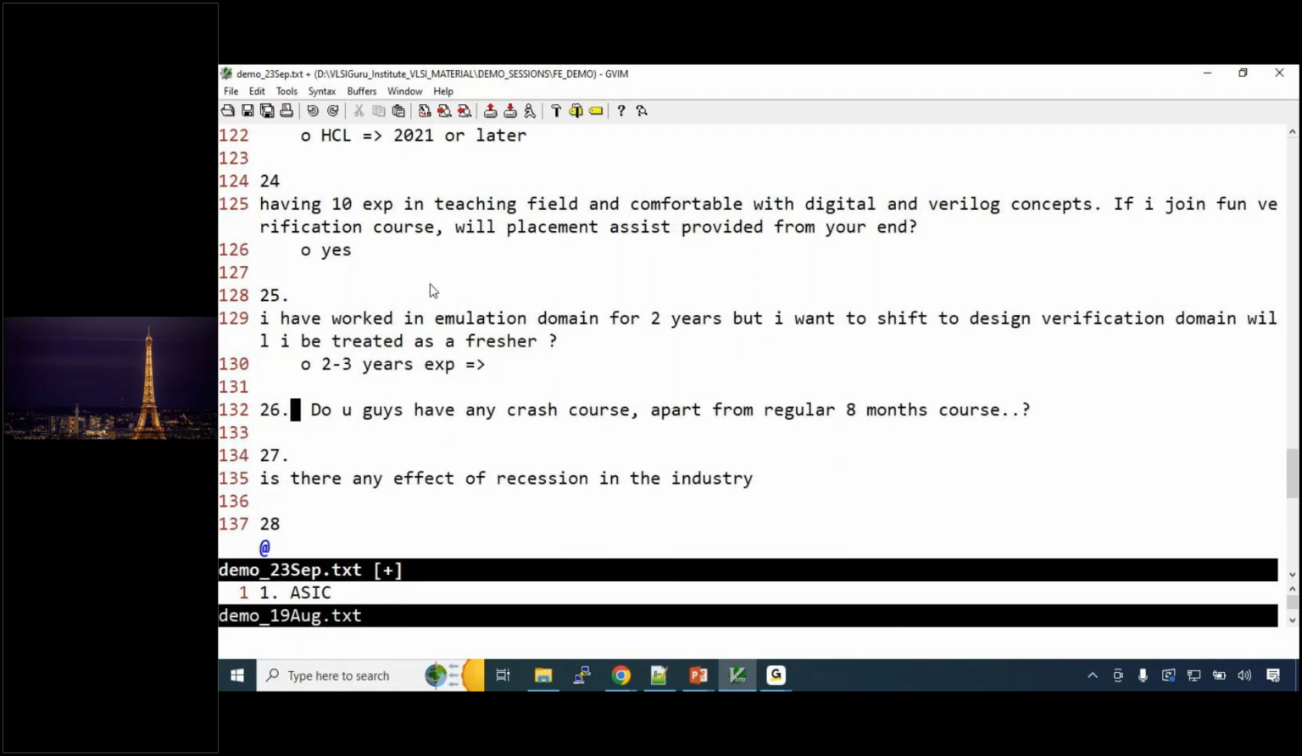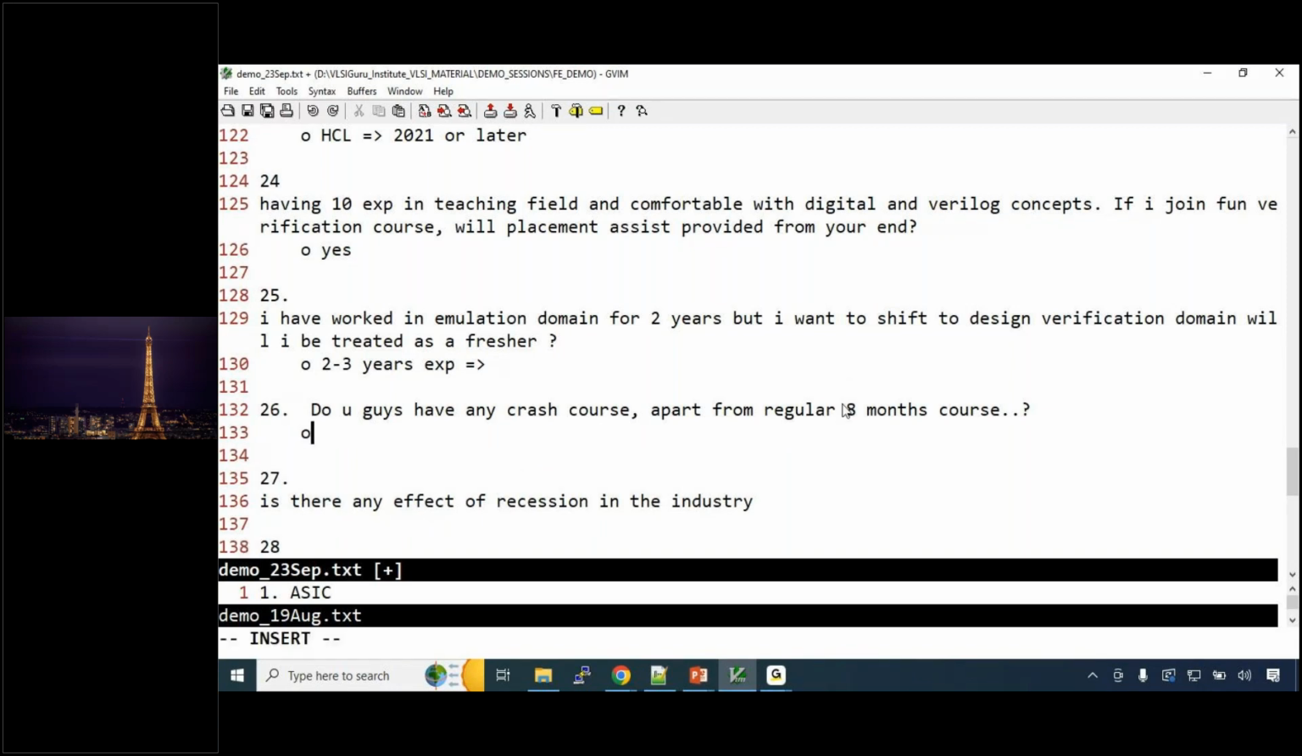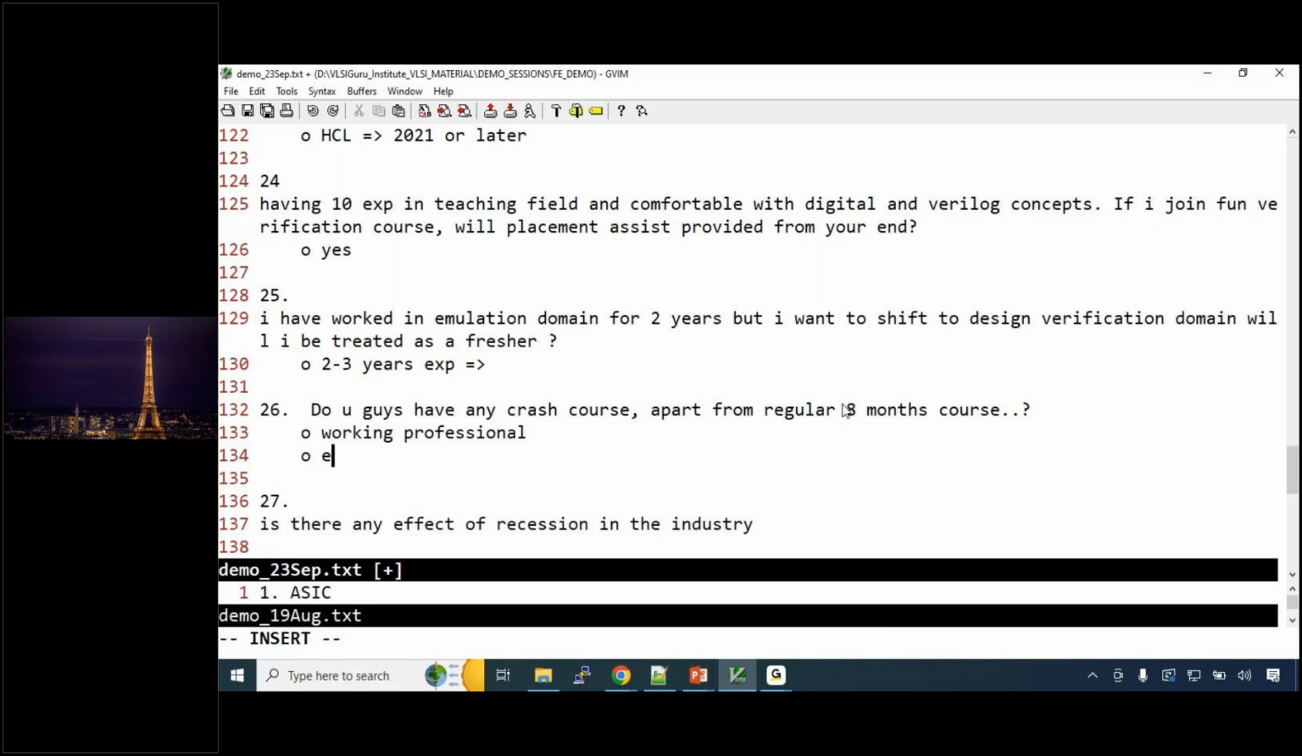Do you have any crash course apart from the regular 8 months course? See, if you are a working professional, as per that person, Dilip is the person who asked this question. So he seems to be a working professional. So for them, we have an e-learning course. In the e-learning course, every course is offered in e-learning. Let's say System Verilog you want to start with.